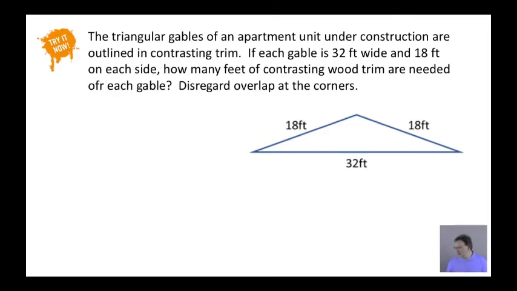So if each gable is 32 feet wide, as you can see there, and 18 feet on each side, how many feet of contrasting wood trim are needed for each gable? Disregard overlap at the corners. So in other words, let's not worry about how much more we'd have to overlap because there's a layer of trim that's coming off one side and it has to be overlapped on the other one. Anyway, let's just not deal with that. So it is basically the length of each one of those sides, so let's find the perimeter of that triangle. Take some time for that.